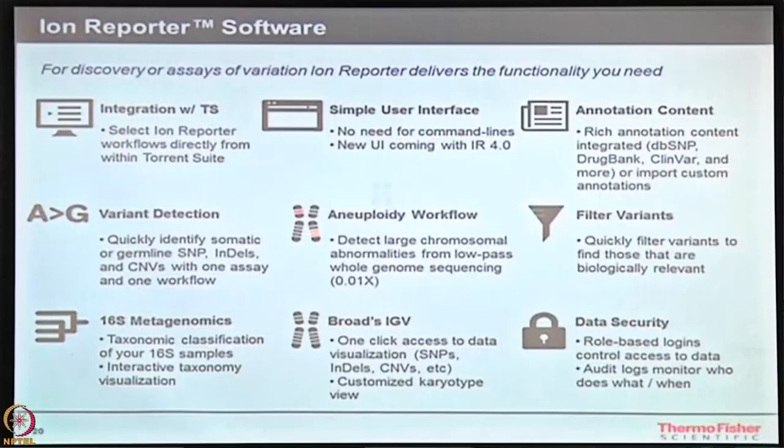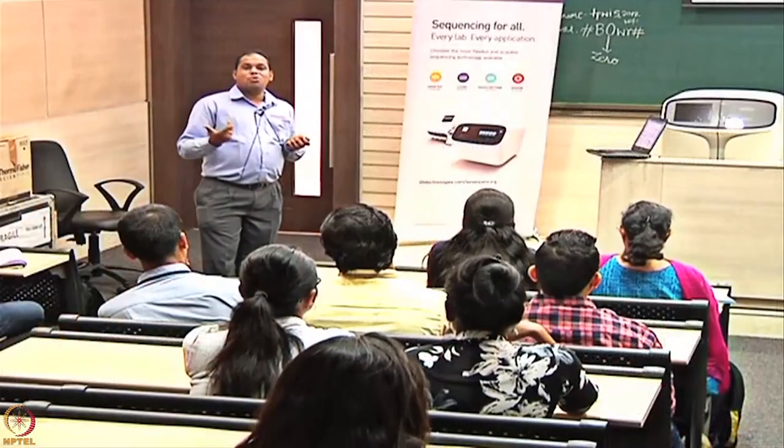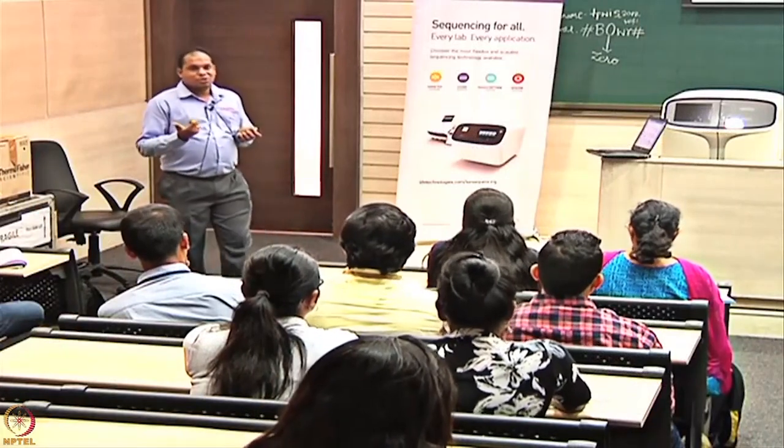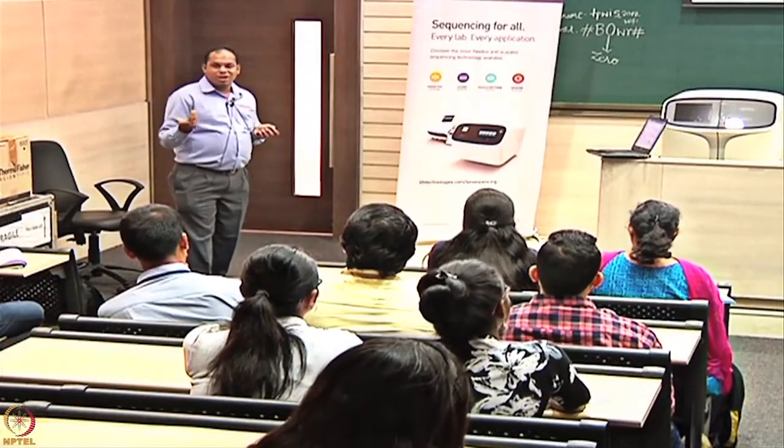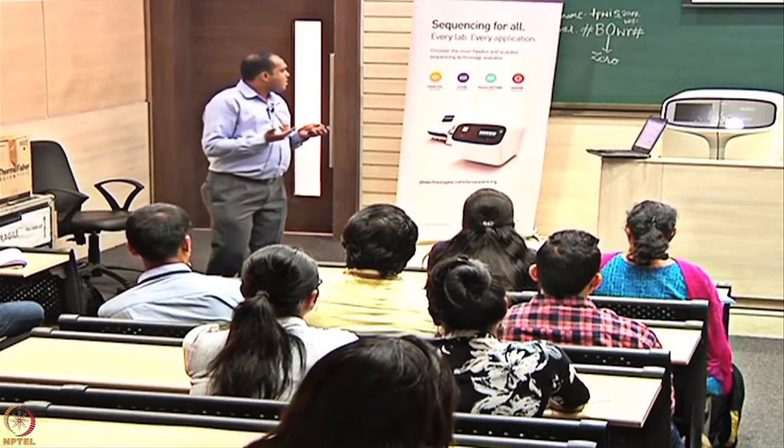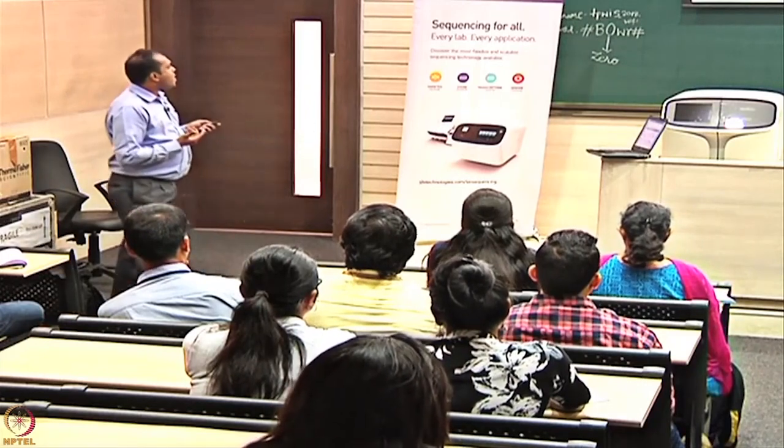At the same time, the databases I have talked about are dbSNP, DrugBank, ClinVar, OMIM. So lots of things are available over here, and you can play with them anytime. Then the filtering is happening and you have data security. Security in the sense that you have your own logins that are given to you, or you can register your own logins which are encrypted. So there's nobody who's going to take away your data over there. So with this, this is about the Ion Reporter part.